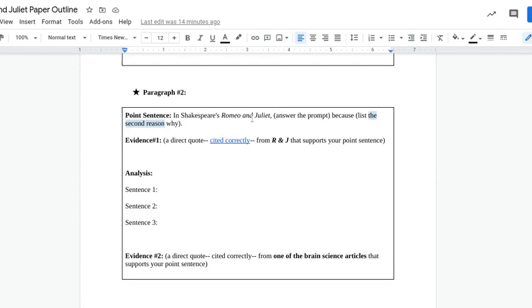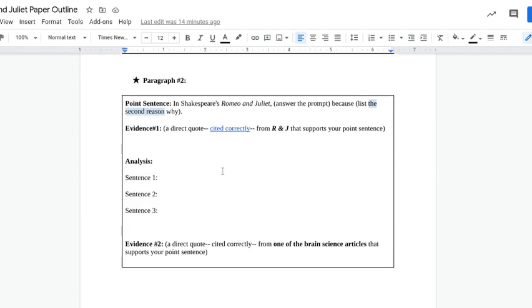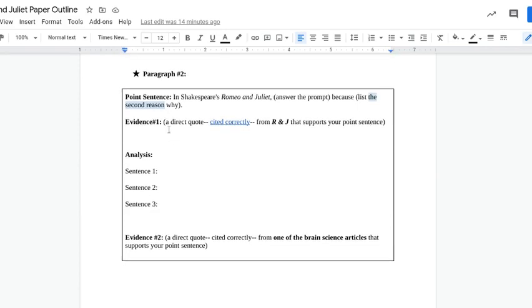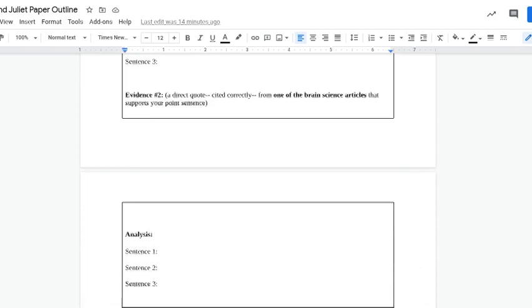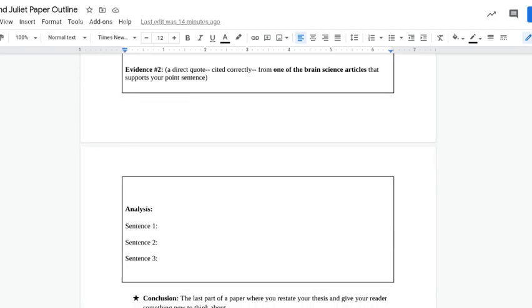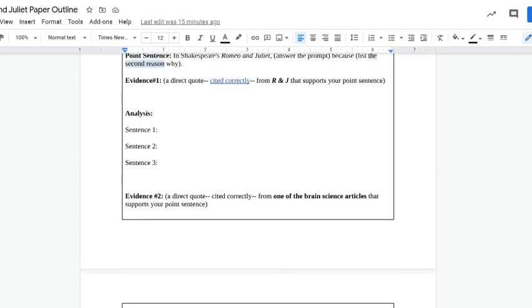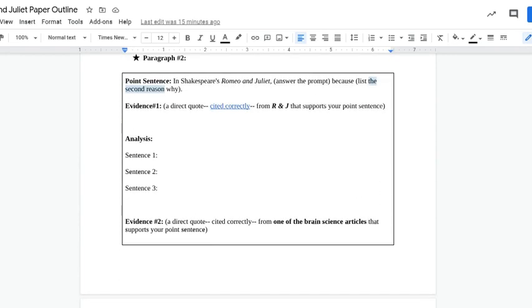You're going to put it into this point sentence. Then you're going to work your way through finding one piece of evidence from Romeo and Juliet and one piece of evidence from one of our brain science articles. The article that you used in the last paragraph should not be the same article that you use in this paragraph. Go ahead and pause the video now and fill out this entire box for paragraph number 2. Resume once you are done.